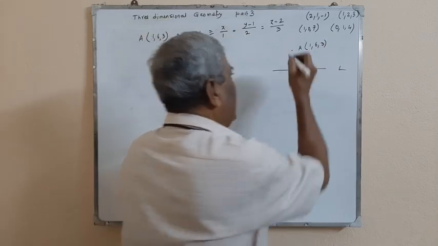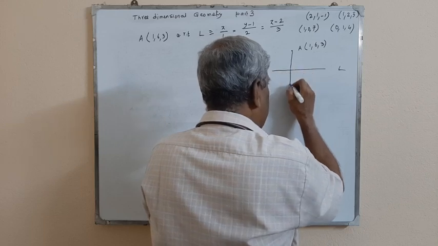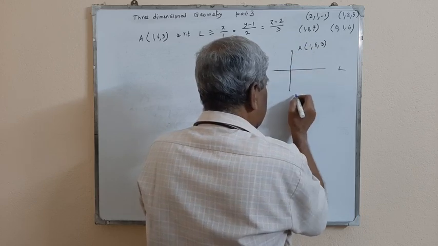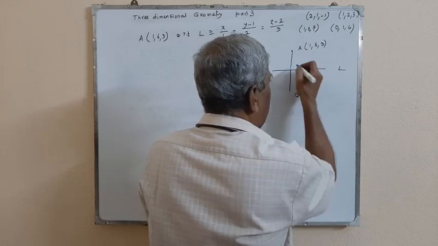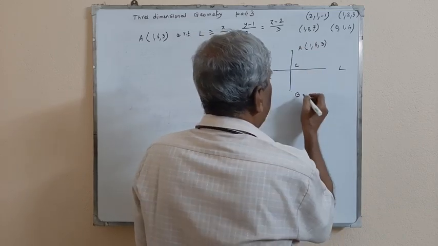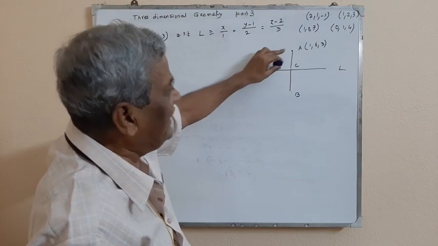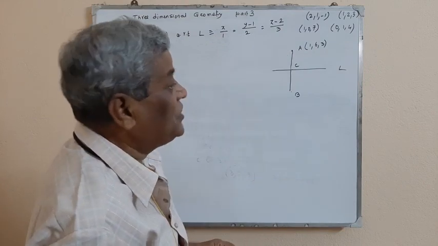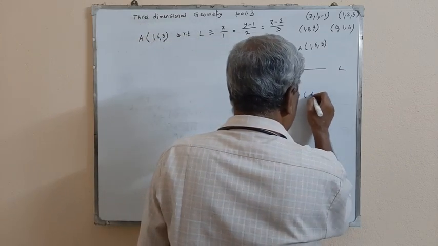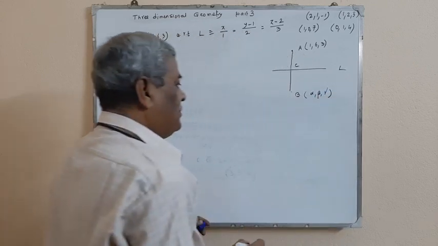How to find it? From here, a perpendicular is drawn on the line and extended. If that length is equal to this length, suppose this point is B and that point is C. If AC is equal to BC, then B is the image point of A with respect to L. Mind that this straight line AB is perpendicular to the given line L. Suppose B is (alpha, beta, gamma). We have to find alpha, beta and gamma.